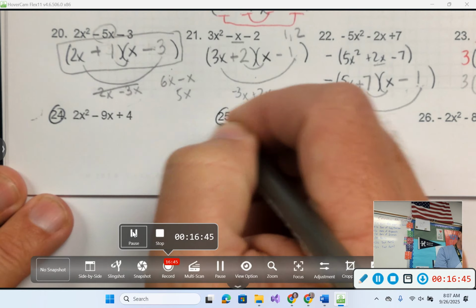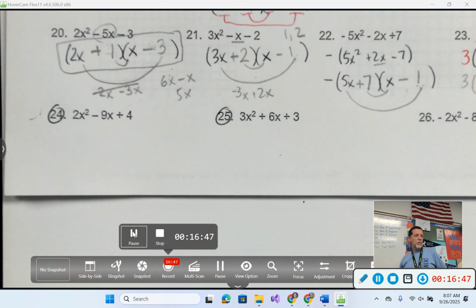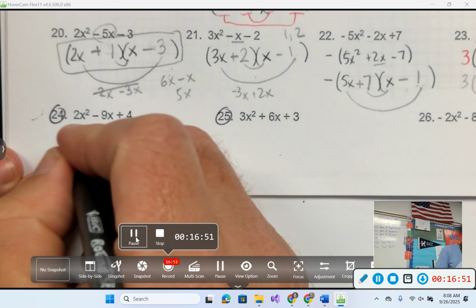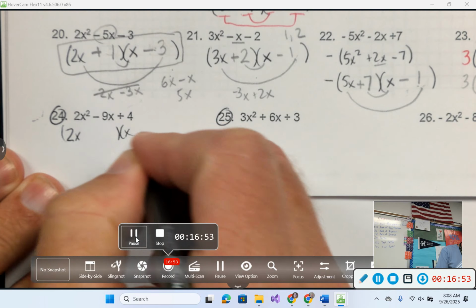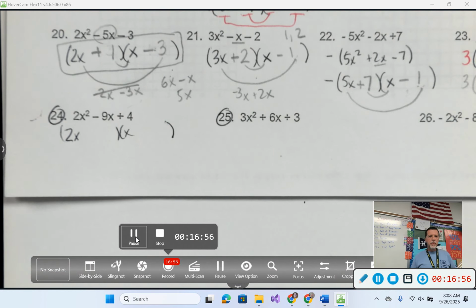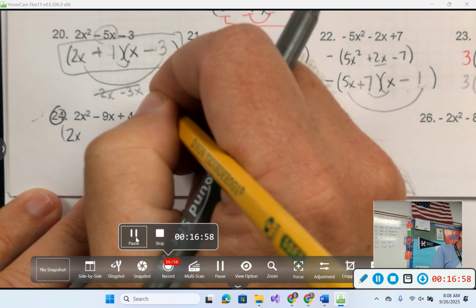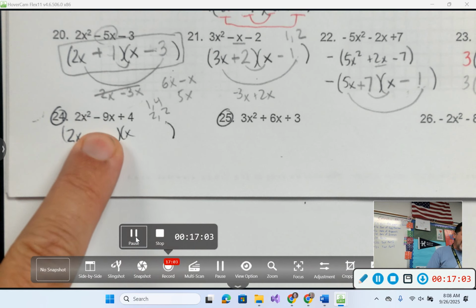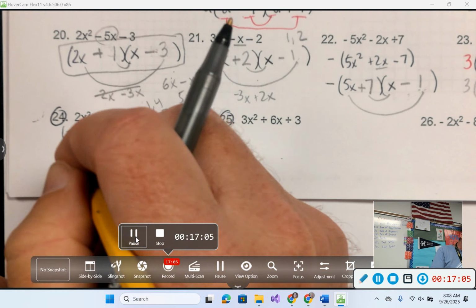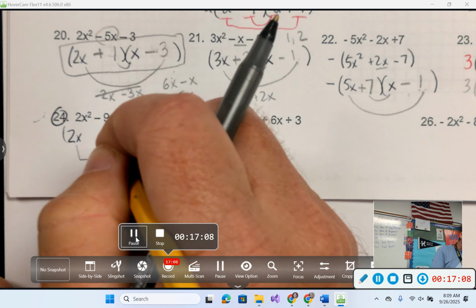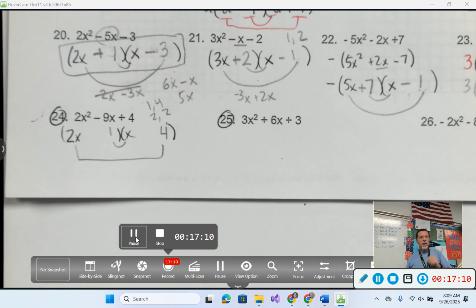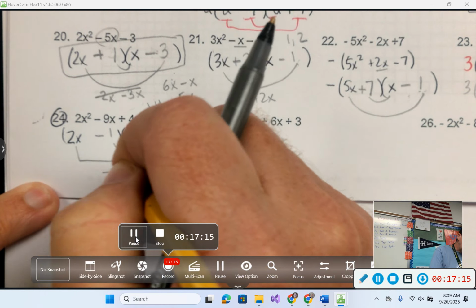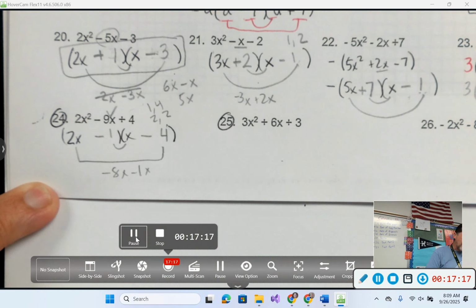Why don't you try 24 and 25? There's only a couple minutes left, but hopefully we're most of the way done, so you can check. 2x and x. I've got options here. 4 could be 1 and 4 or 2 and 2. But if I want to get to 9, feels like I need a 4 across from 2. That gets me to 8. Now I'm getting somewhere. And if they're both negative, then I've got negative 8x minus 1x is negative 9x.